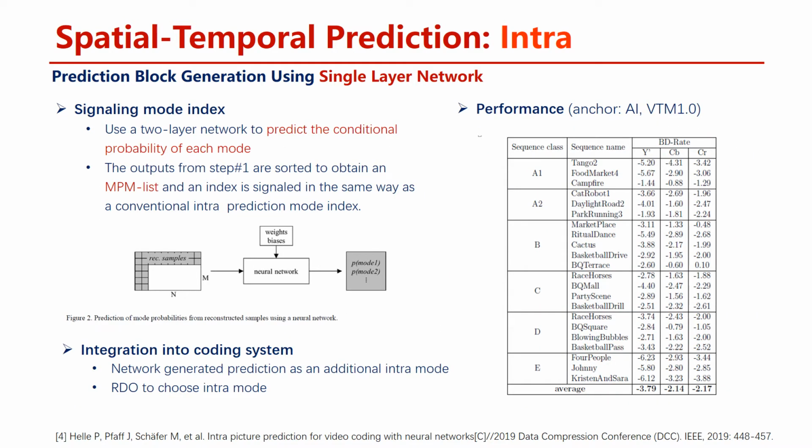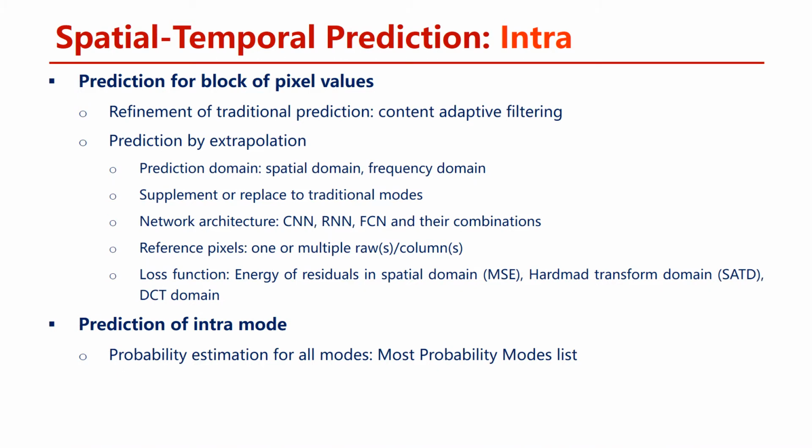Additional to that, a 2-layer neural network is used to predict the conditional probability of each intra mode, and the intra modes are sorted by probabilities, and a most probable mode list is generated accordingly. 3.8% of bit rate saving is shown by such a simple network.